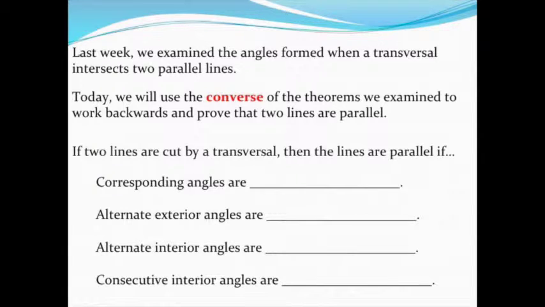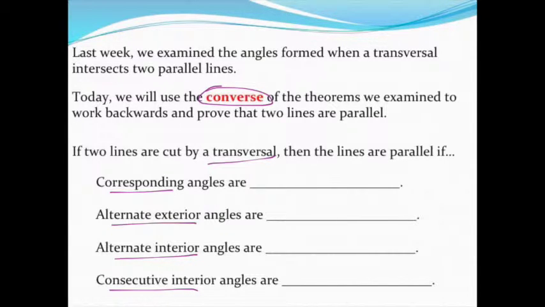We have 4 different ways that we can prove that two lines are parallel to each other, and to do that we're going to use our transversals again. And we're also going to use the same angles we've talked about before: corresponding angles, alternate exterior, alternate interior, and consecutive interior angles. And to do that we're just going to take the converse, the if-then statements we learned before, and flip them around to prove this.